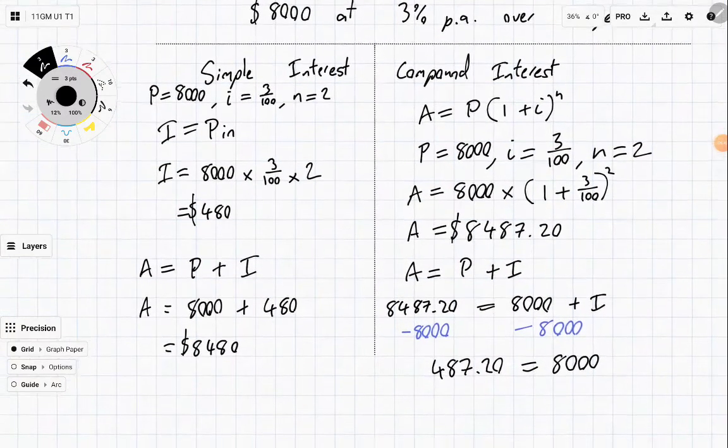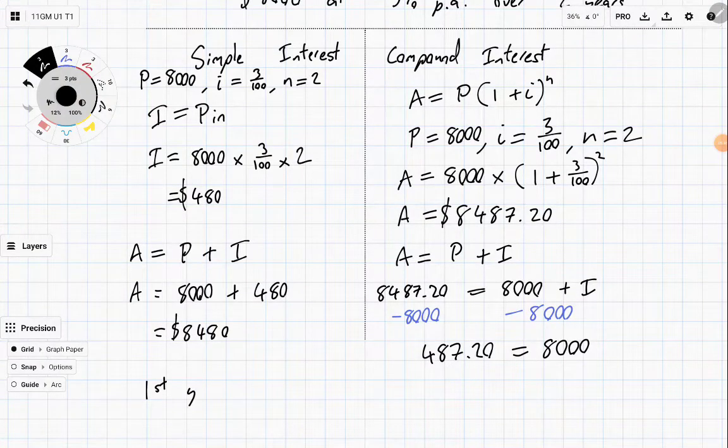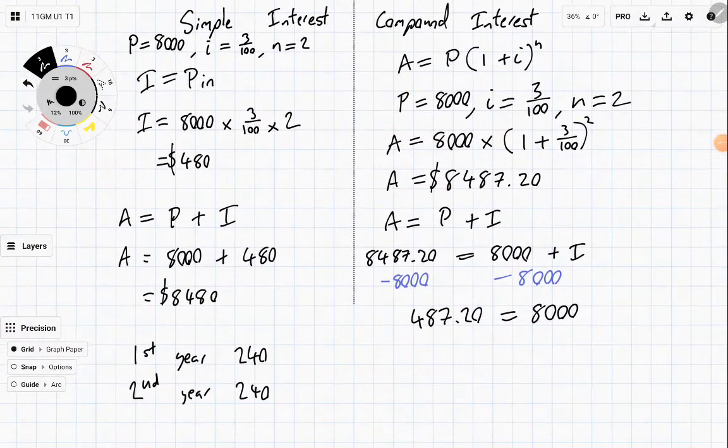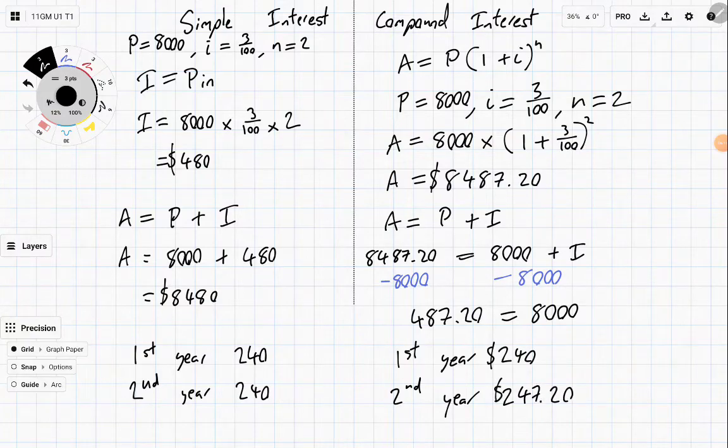So for simple interest, in the first year we made $240, and in the second year we also made $240. For compound interest, it's actually not that far different. In the first year, no change, because over a 1 year period, there is no difference between compound interest and simple interest. But for the second year, the amount of money actually increased to $247.20. So it increased by $7.20.